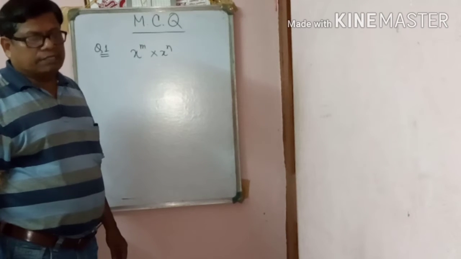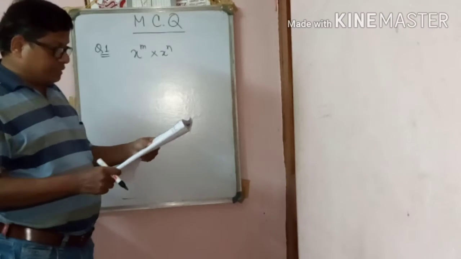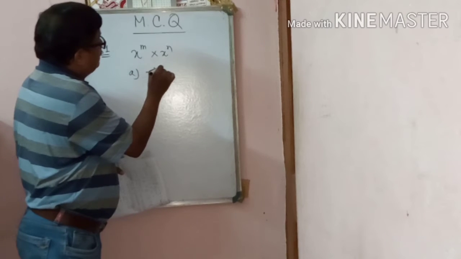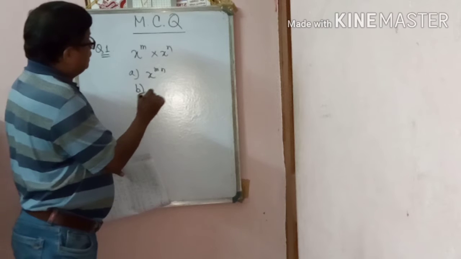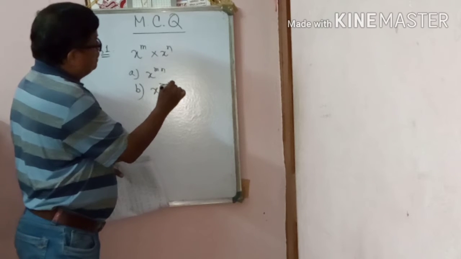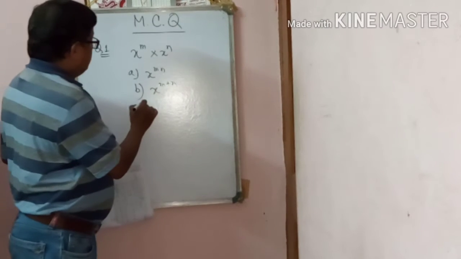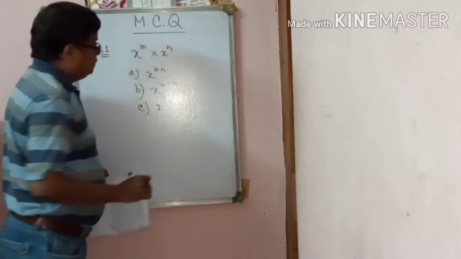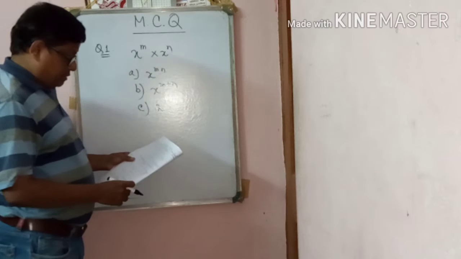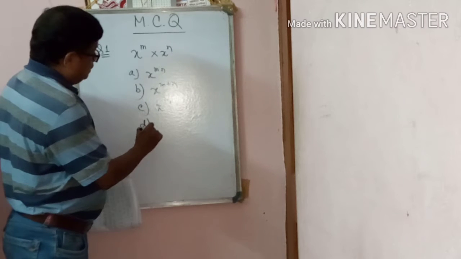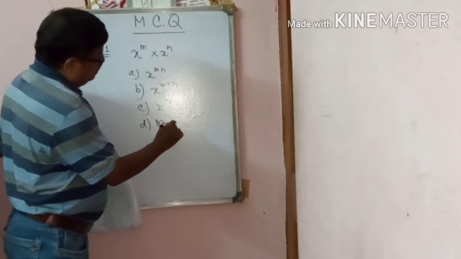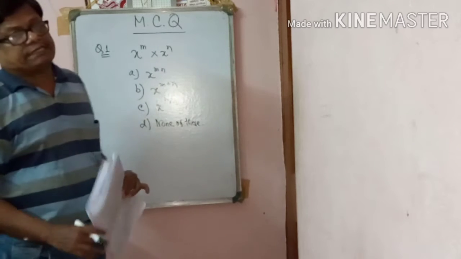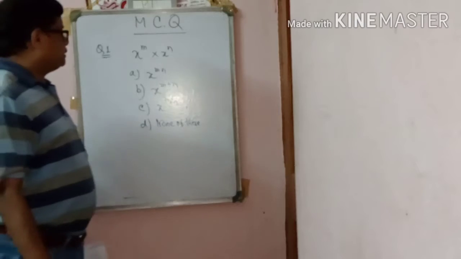Why not negative? I will explain. No problem. Here are the options. A: x to the power mn. B: x to the power m plus n. C: x to the power m by n. D: none of these. Which answer is correct?